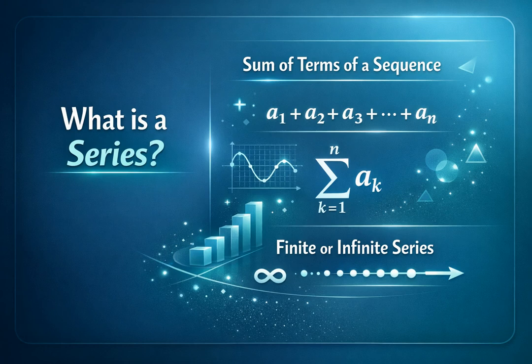A series is the sum of terms of a sequence. We write it as a1 plus a2 plus a3 and so on. The sigma notation uses the Greek letter sigma to indicate summation compactly, sum from k equals 1 to n of ak. Series can be finite or infinite, just like sequences.